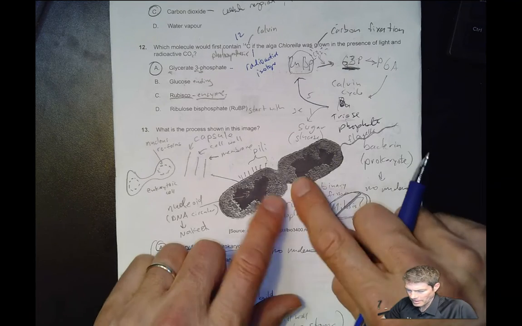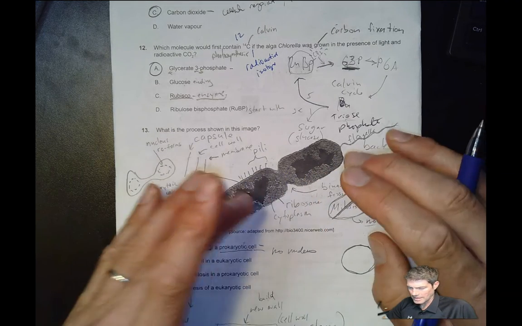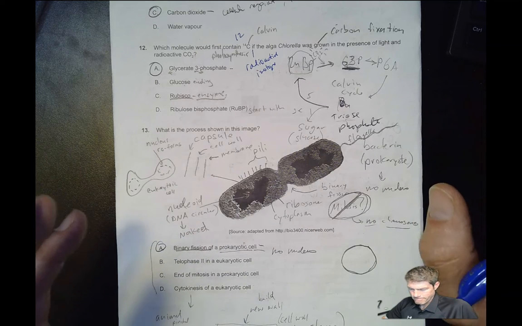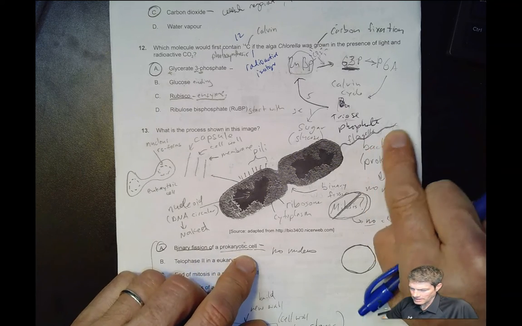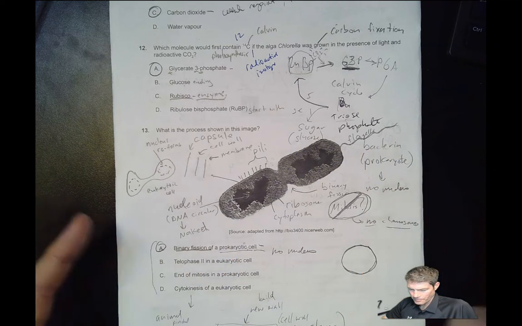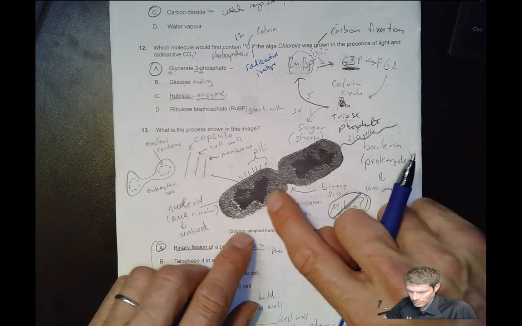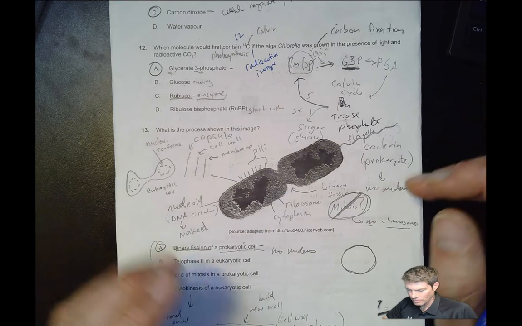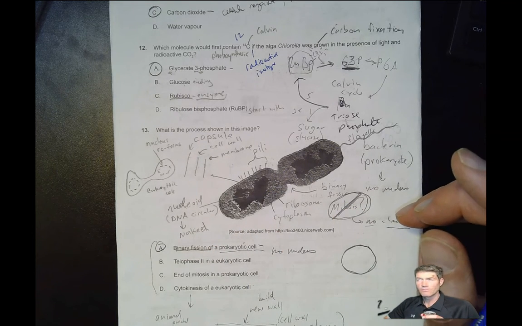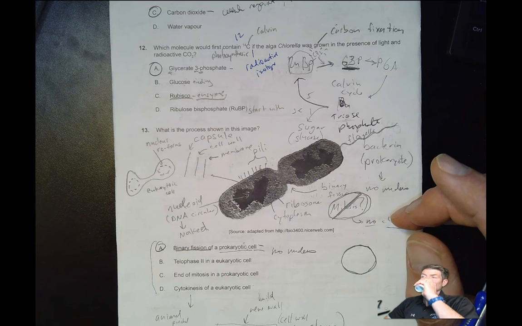And we might also see, they might put on this diagram, pili, or you see a flagella, and that would also tip you off. So it's a close-up image. If this were a eukaryotic cell, we would be seeing something in there.